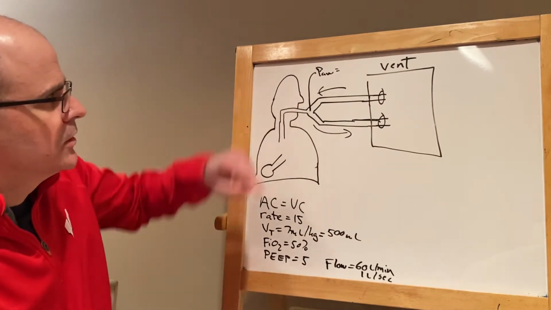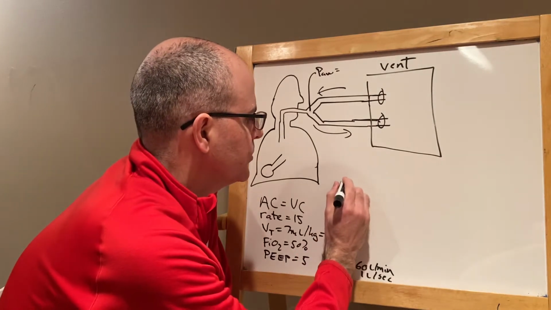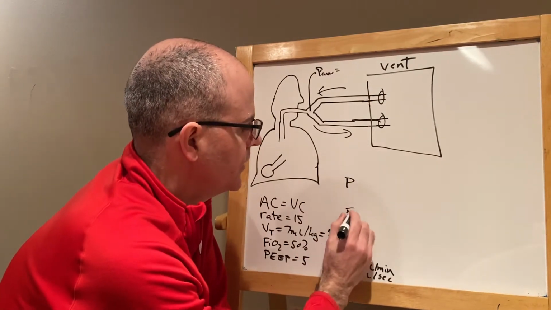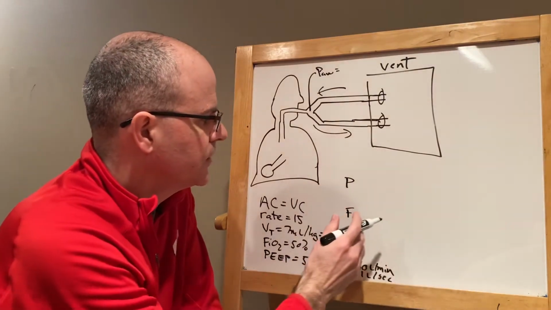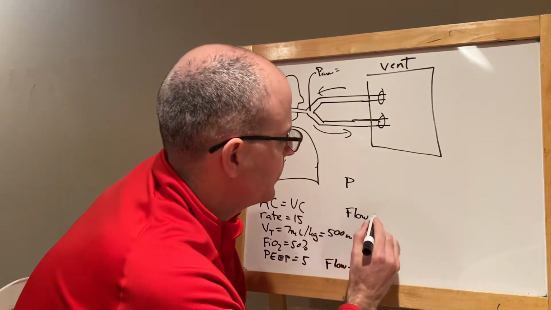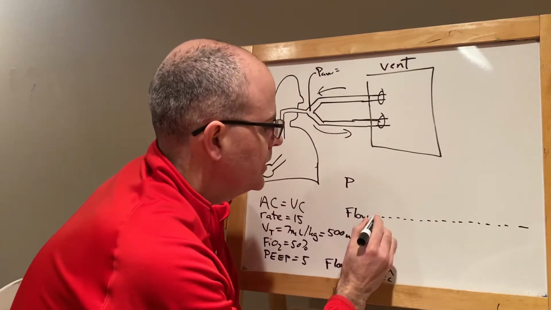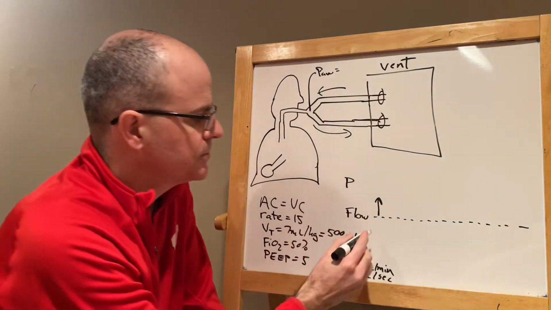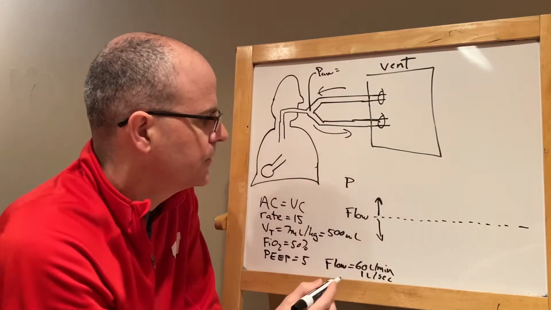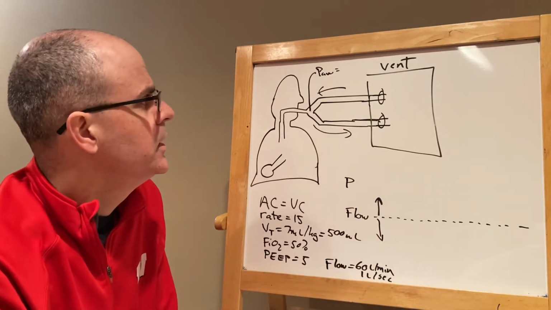So let's just think about what the pressure would be there at the Y. The ventilator will usually show us a tracing of the pressure as well as a tracing of the flow over time. With flow, we'll have a 0 line. That means there's no flow going on. And then by convention, above the 0 line is inspiratory flow, below the 0 line is expiratory flow. Further away from the line you are, the faster the flow.